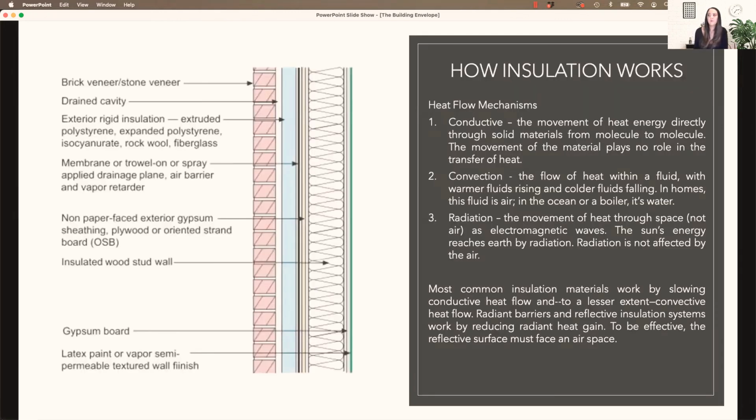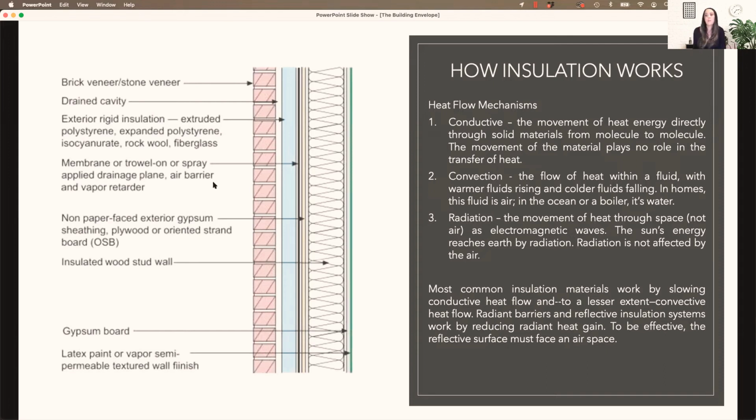So this is a good example of a typical wall section detail. Here you're seeing the exterior of the building. This is a brick or masonry detail. Then we have a drain cavity so that moisture can move away from the structure. In this case, this is probably a colder climate because there is an exterior rigid insulation or foam insulation panel. So you'll typically see that in climates that need higher R value ratings.